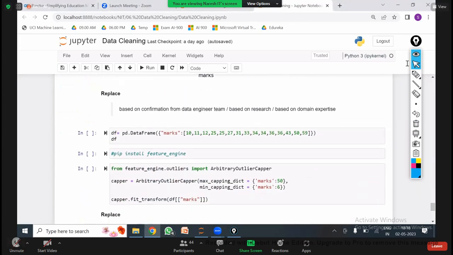Next, the second option is replace. Now, what is meant by replace? It is based on confirmation from the data engineer team, meaning the people who collected the data. For example, I'm working on a used car price prediction. In that, for the year of manufacture of the car, I can see that 1964 is there, and the cost is some 45 lakhs or 44 lakhs. The year of manufacturing is something like 1964 or 1963.